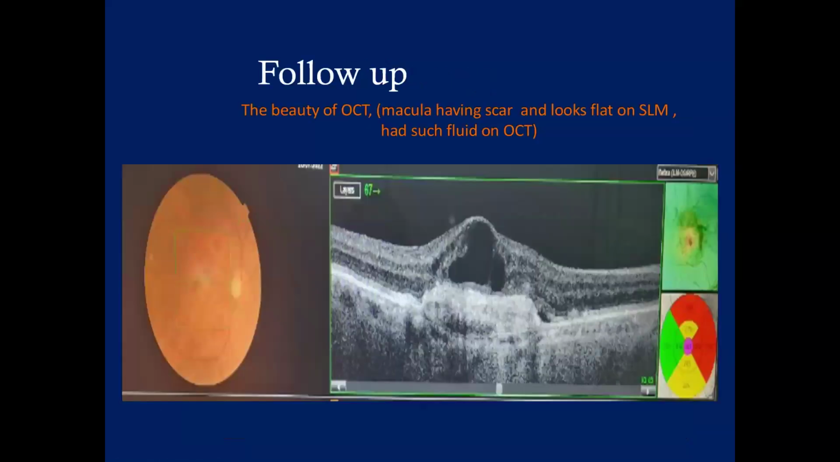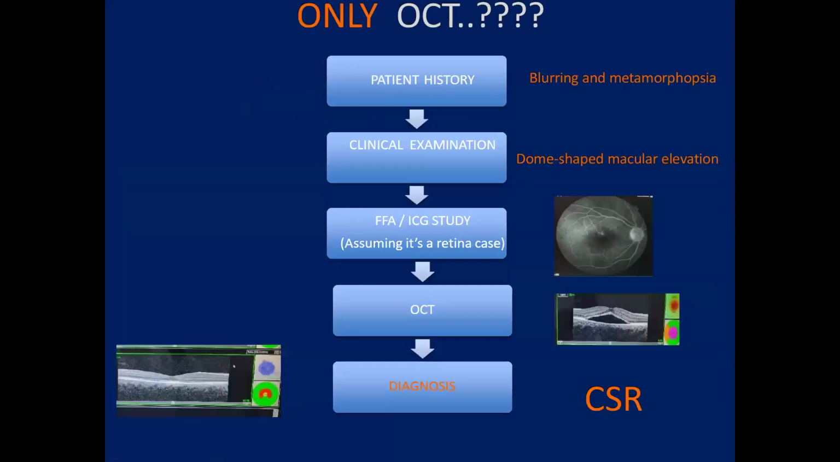So the beauty of OCT: this is one of my patients having a scar, but it looks flat on our biomicroscopic examination. But when you do OCT, it has hyperreflective material in the subretinal space with extensive intraretinal fluid. So such a case might be a candidate for further intervention. At last, please don't rely only on OCT. Always take a patient history, evaluate the patient, and do the clinical examination.